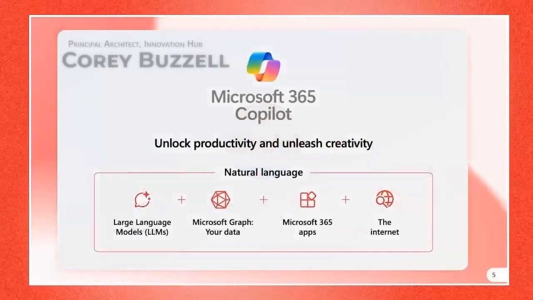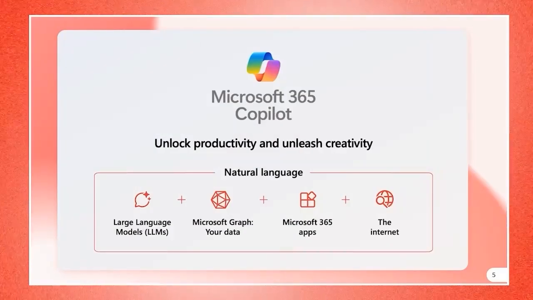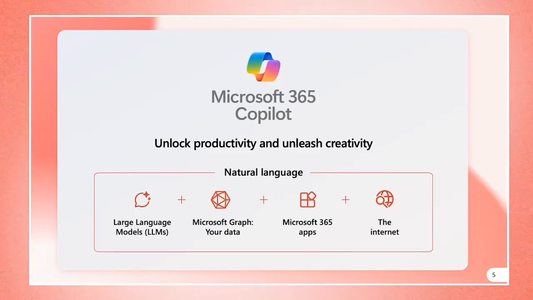So let's start with a foundational understanding of what Copilot for Microsoft 365 is. At a high level, it's an AI-powered digital assistant that helps you with tasks like writing emails, creating documents, organizing meetings, and in general, just making your work easier and more efficient. It does this by combining large language models with your data in Microsoft 365 via the Graph, bringing that in the flow of work in the Microsoft 365 apps like Word, Teams, and Outlook, and then combining, if you choose, with current relevant information from the internet.